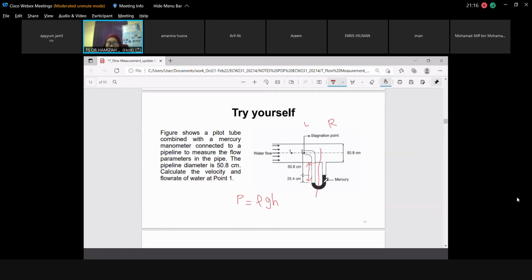So based on the mercury level, point 1 or point 2 is higher. This is the difference of pressure, right? So the difference of pressure is this one. We have the difference of pressure, P1 minus P2 or P2 minus P1, the same.